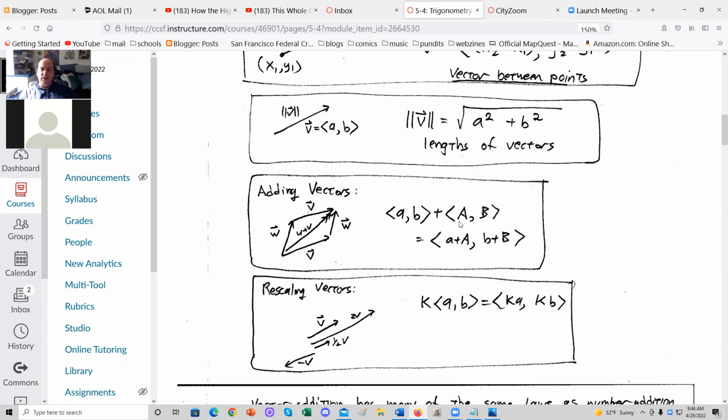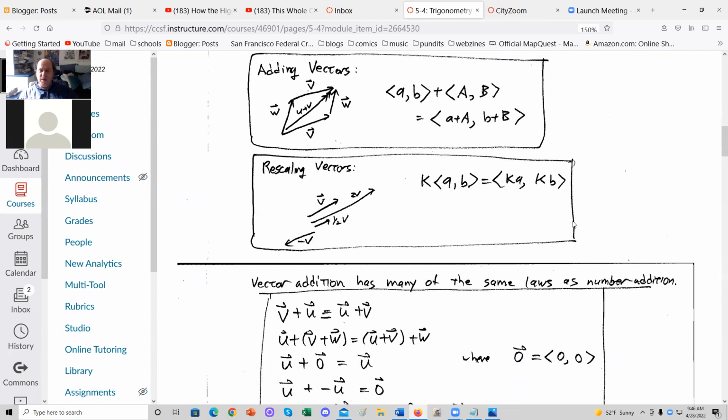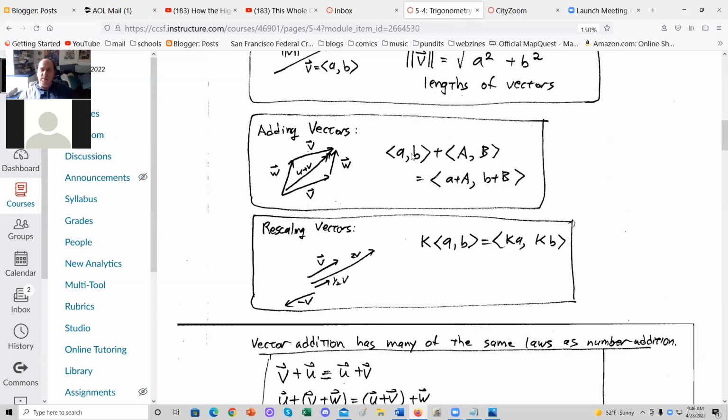Now, it turns out that that's the geometric version of adding vectors. The algebraic version is you add components. ⟨a, b⟩ plus ⟨A, B⟩ is ⟨a plus A, b plus B⟩. So you add x components and you add y components. You can rescale, okay, and of course you can subtract vectors. ⟨a, b⟩ minus ⟨A, B⟩ is ⟨a minus A, b minus B⟩.